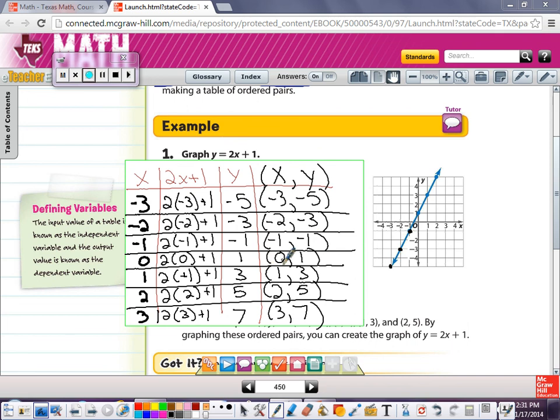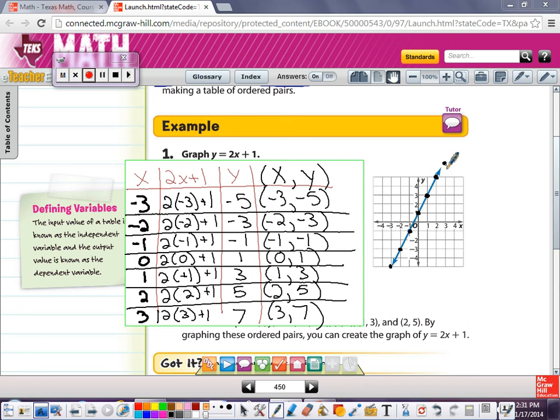Then when I go to 0, 1, 0 means I don't go left or right, but instead I just go up 1 point. Here, I go 1, comma 3. That's positive 1, up 3. That's this point right here. Then I have 2, 5. Positive 2, up 5. That's this point. Unfortunately, my 3, 7 point won't fit, but it would be about right there. If the line kept going, that's where it would be.